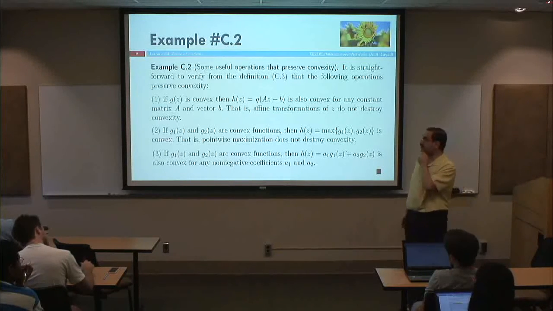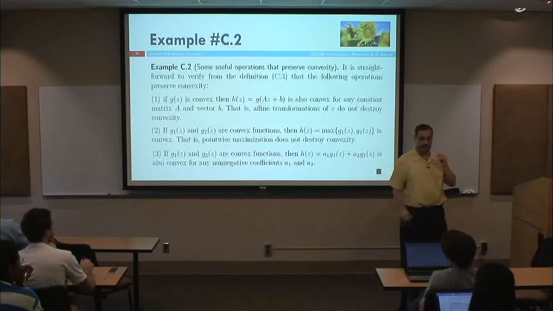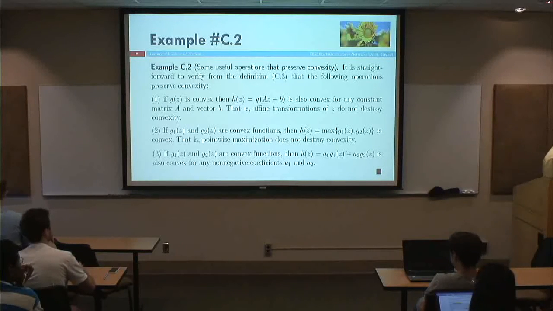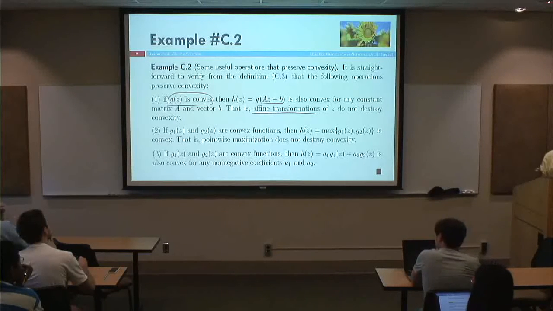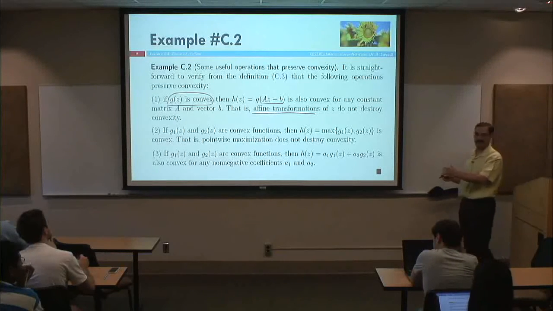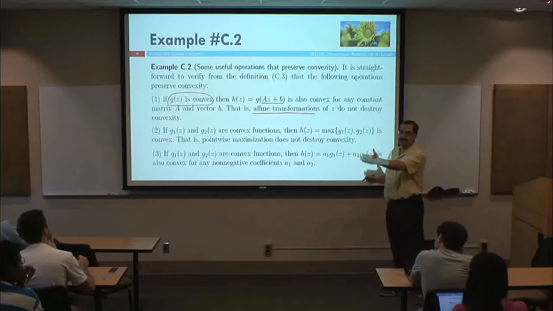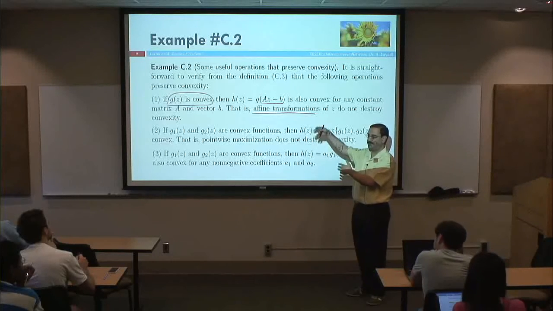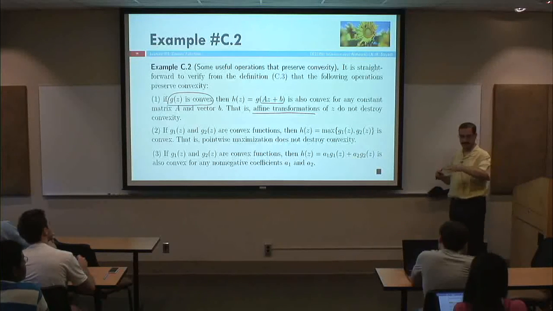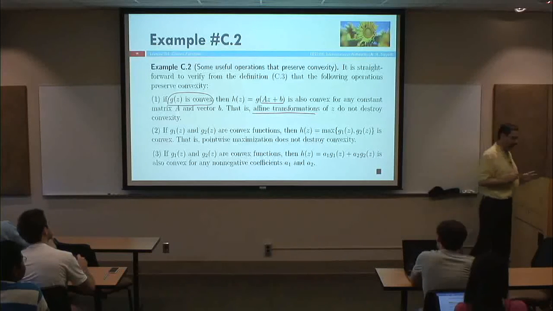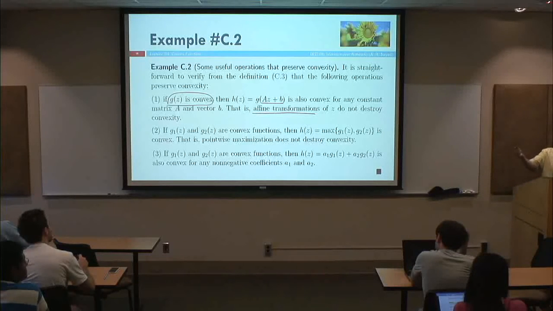Continuing with convex functions, the following are some useful properties. If g of z is convex, and you perform an affine transformation, you replace, let's say, z by az plus b, for example z by 2z or z by some matrix times z plus a shift, the result is still convex. So affine transformations do not destroy convexity. The proof is not difficult. This is left as an exercise.